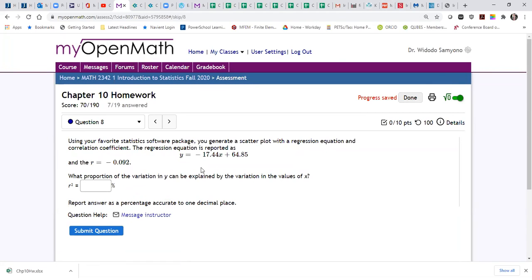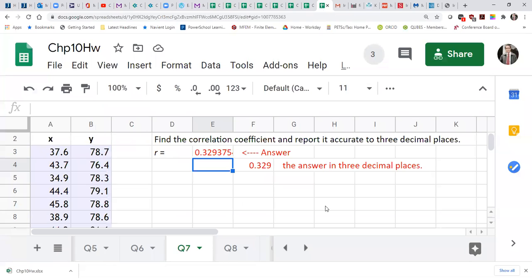For this one, it is simply because you're looking for percentage. So if you have r equal to negative 0.092, you just need to square this, and then multiply it by 100%, right? Okay, so let's copy this and put the answer for number 8.